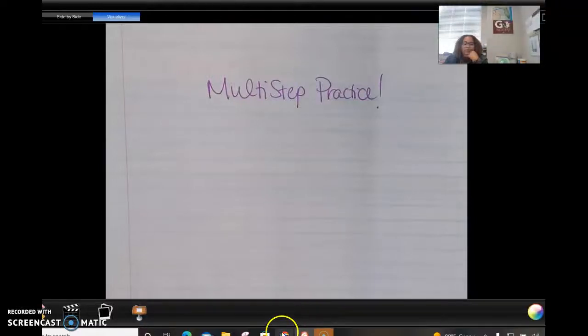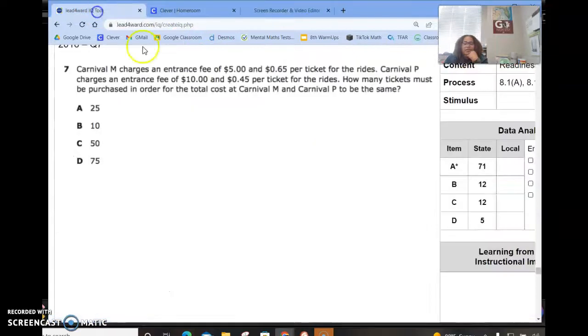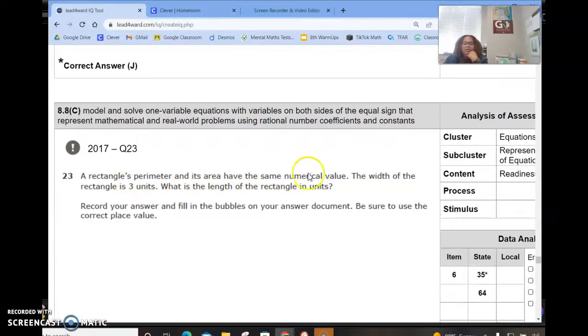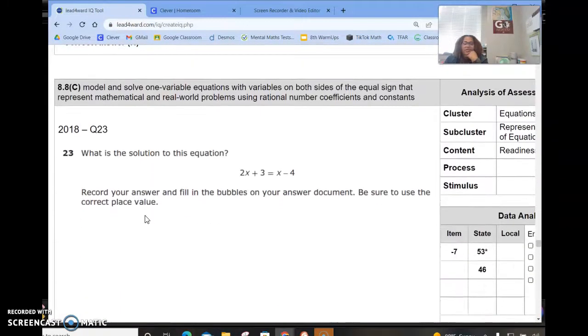Okay, I'm going over some more questions that you'll see on your quiz. So rectangles, perimeter, that's actually on your quiz. That's on your quiz. Here's another one.